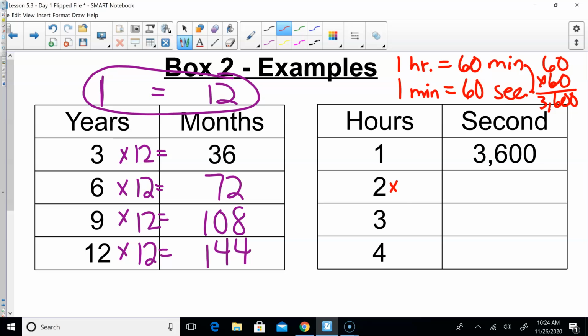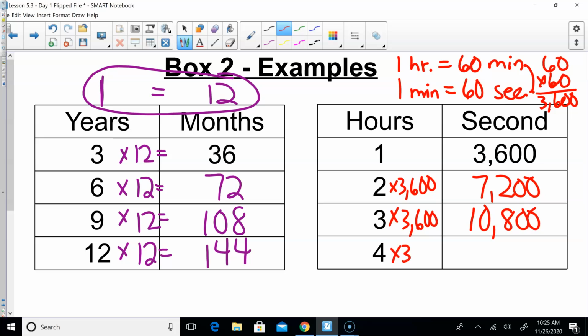Now we're doing the same thing. We're going to multiply these all by 3,600, and we're going to get 7,200 seconds in 2 hours. Same thing, we're going to multiply this by 3, and we're going to get 10,800 seconds. And as we multiply it by 4, we're going to get 14,400 seconds in 4 hours. So you can pause the video, write these two charts down to help you out, and see how we used our relationships to help us solve and fill out the information in the chart.